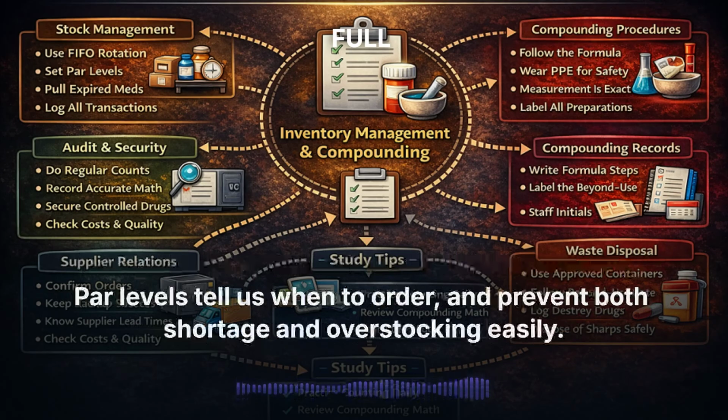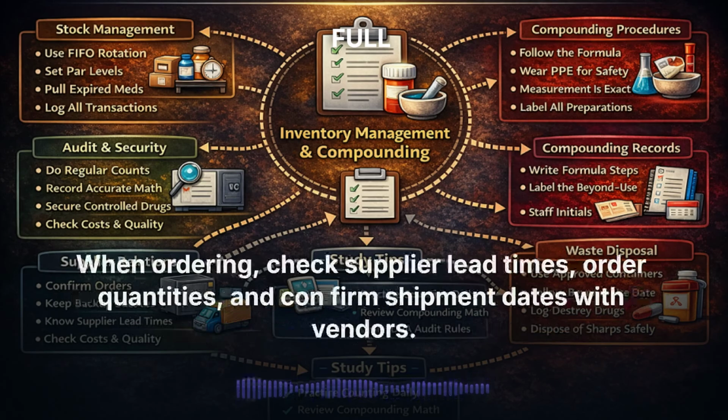Par levels tell us when to order, and prevent both shortage and overstocking easily. When ordering, check supplier lead times, order quantities, and confirm shipment dates with vendors.